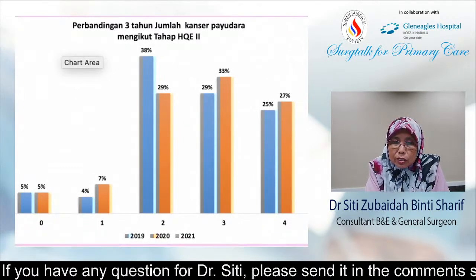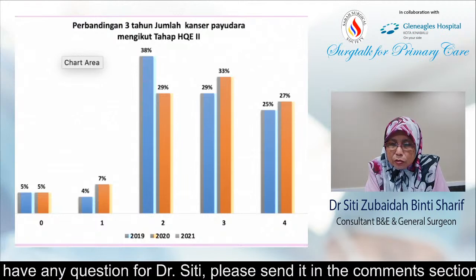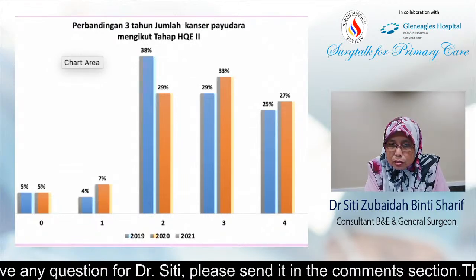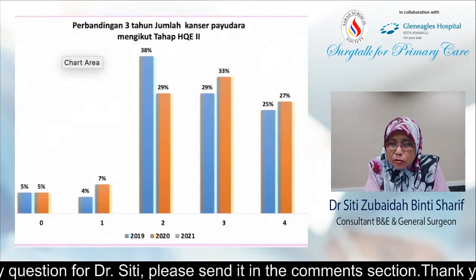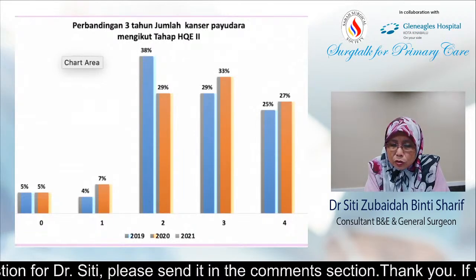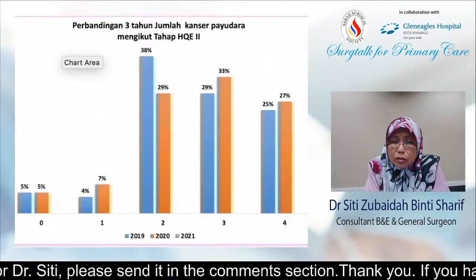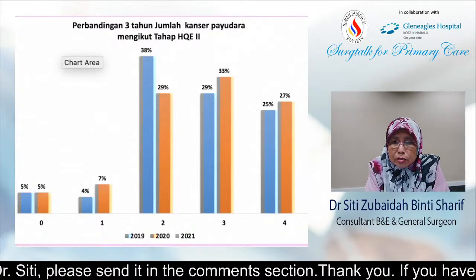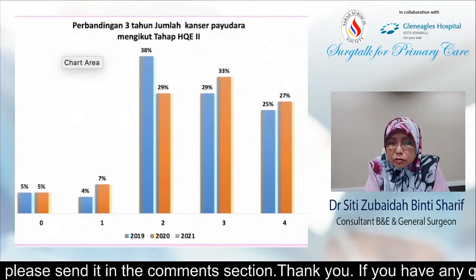If you see here, the stage of our breast cancer in 2019 and 2020 is around 60% stage 3 and stage 4. With this effort, we hope that we will get a lesser number of stage 3 and 4 patients.